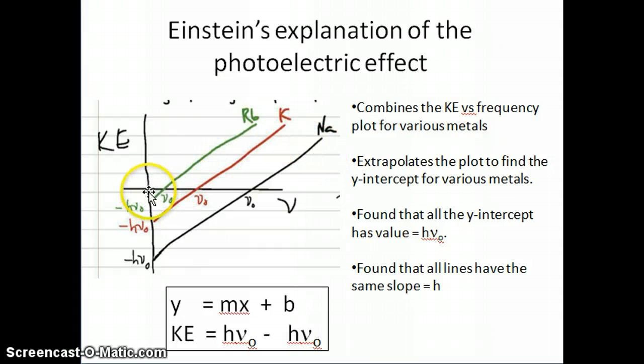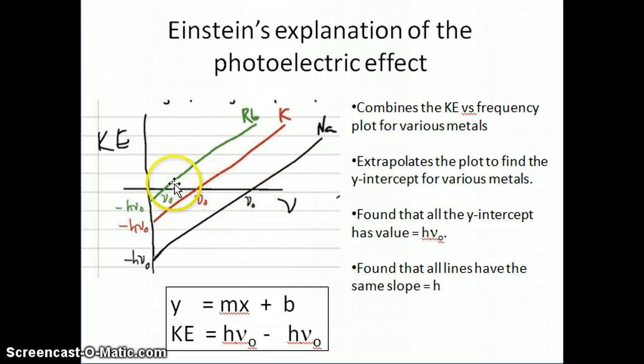Remember that each plot basically looks like this. There's a flat line at the x-axis, here is the frequency axis, and at some point there's a frequency that allows the electron to be ejected, and once it's ejected, the kinetic energy of the electron is just proportional to the frequency. As you can see, for potassium the nu naught value, the threshold frequency, is a lot higher. So it takes a higher frequency light to eject the electron off potassium, and for sodium nu naught is even higher.